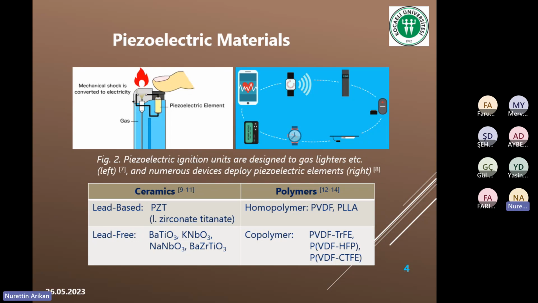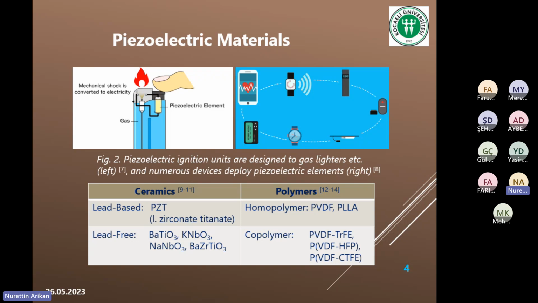What are piezoelectric materials? In nature, we can find ceramics or polymers as piezoelectric materials. Ceramics are known for their high piezoelectric constant, d33 here. Lead zirconate titanate, PZT, or barium titanate, sodium niobate, and barium zinc titanate. These are the best-known ceramic materials, piezoceramic materials.